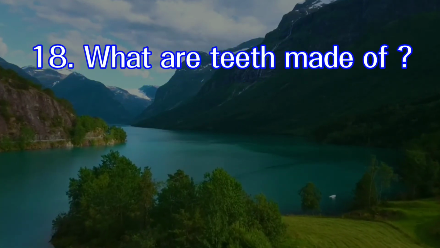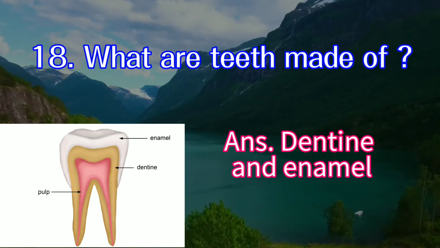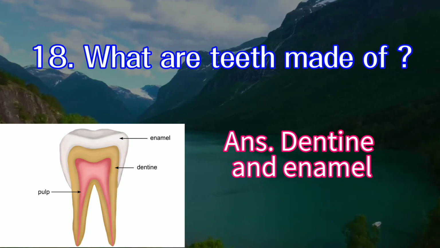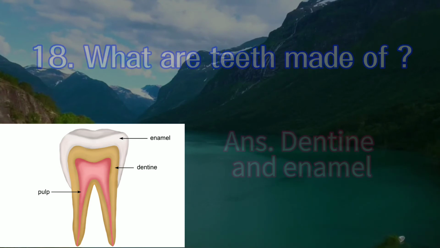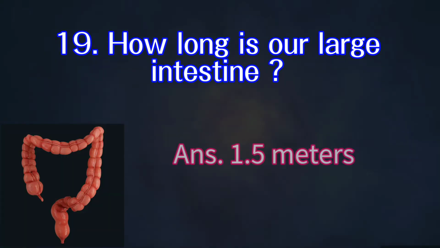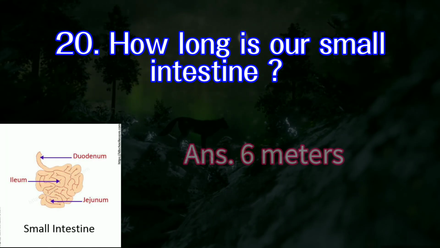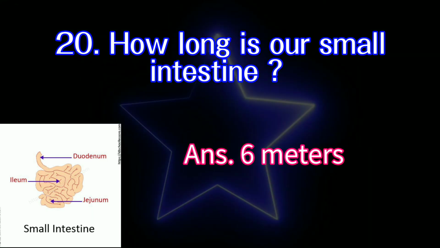What are teeth made of? Dentin and enamel. How long is our large intestine? 1.5 meters. How long is our small intestine? 6 meters.